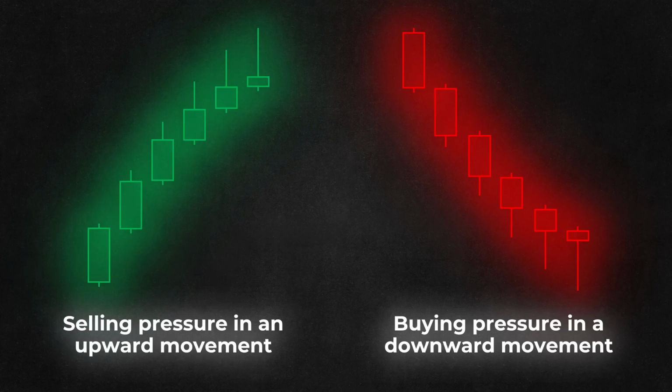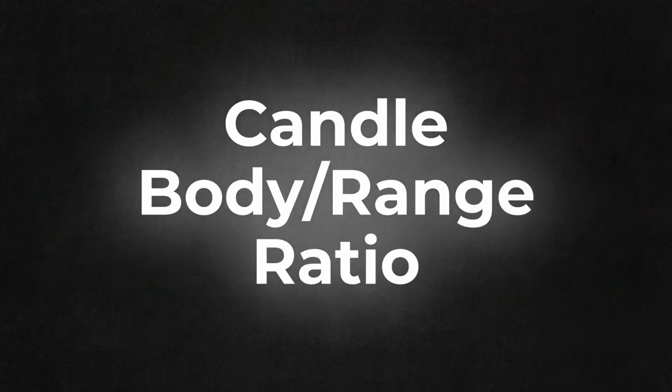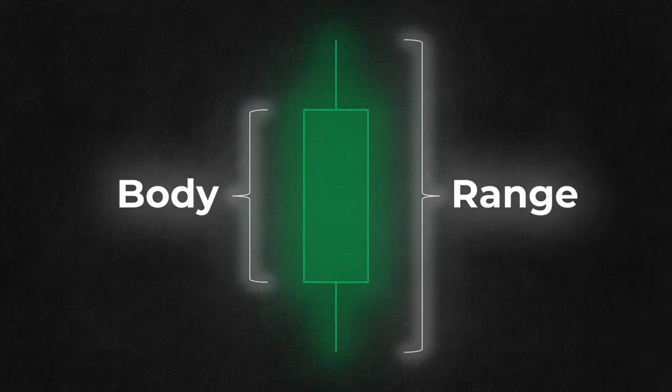We can also look at what's called the candle body to range ratio, which is simply the ratio between the candle body and the candle range. Let's take a moment to think about what this means.